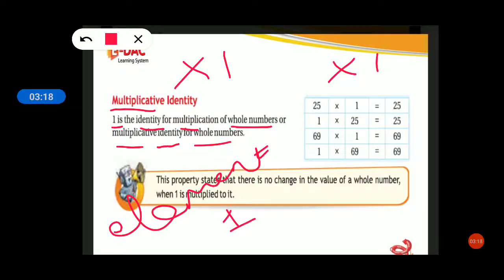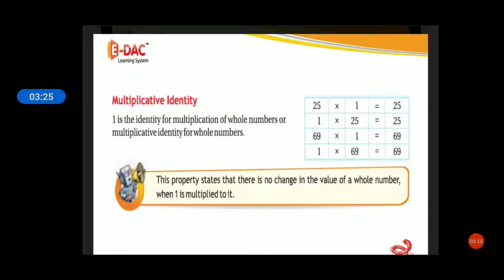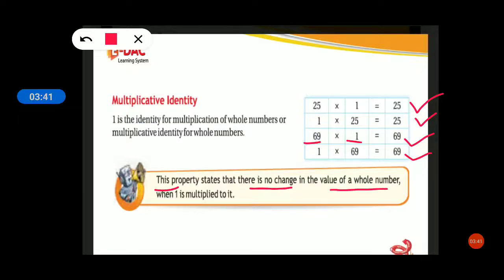So multiplicative identity means you multiply the whole number by 1. See here, 25 into 1 is 25 and 1 into 25 is 25. 69 into 1 is 69. If you multiply 1 into 69 also, the number is 69. See the property here: this property states that there is no change in the value of a whole number when 1 is multiplied to it. When 1 is multiplied to a whole number, the answer will be the whole number itself.